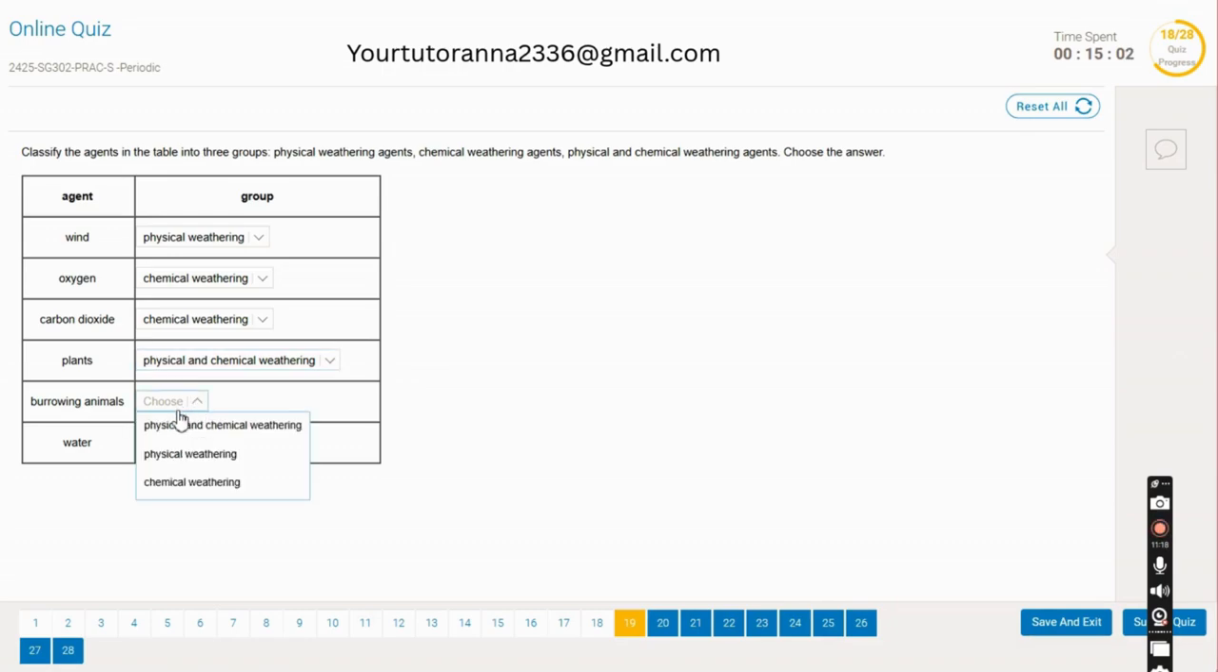Burrowing animals, that's also both. Sorry, this will be physical only, the burrowing animals, because they burrow into the soil and the soil is going to break apart. Physical. Water, again, both.